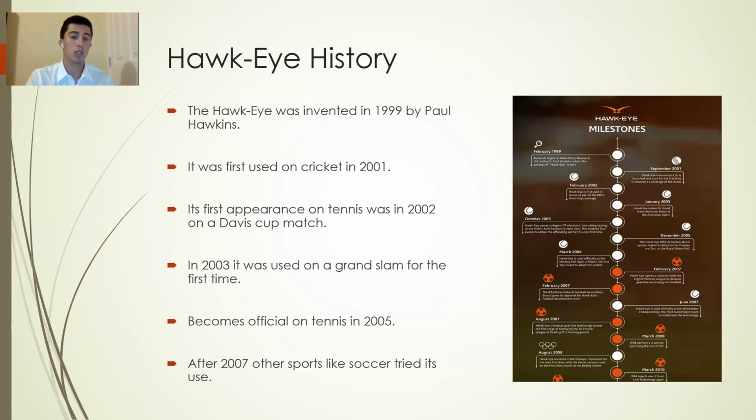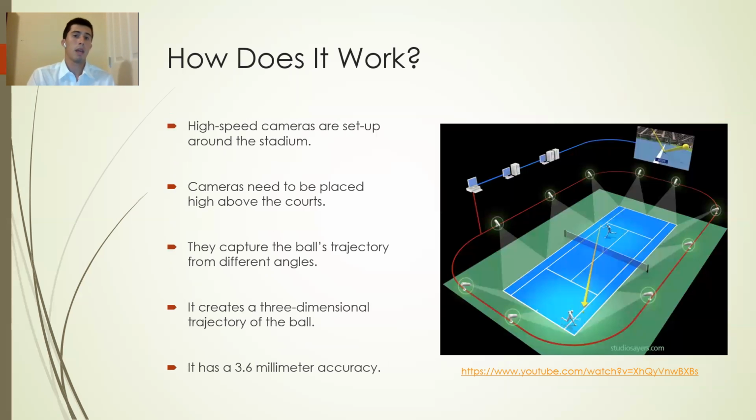It became official in tennis in 2005, and since then, all the biggest tournaments of the tour have the Hawkeye technology, so the players can rely on it whenever they question an umpire's call. After 2007, because of the success of the Hawkeye technology, other sports like soccer tried using it, but they are not really using it since then.